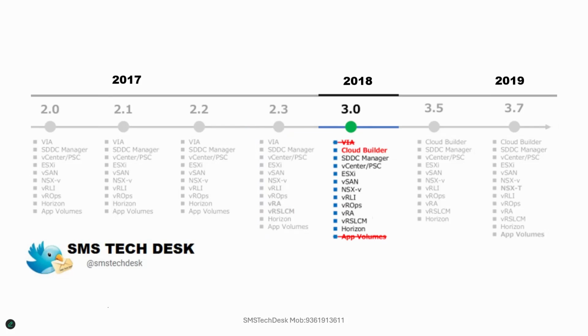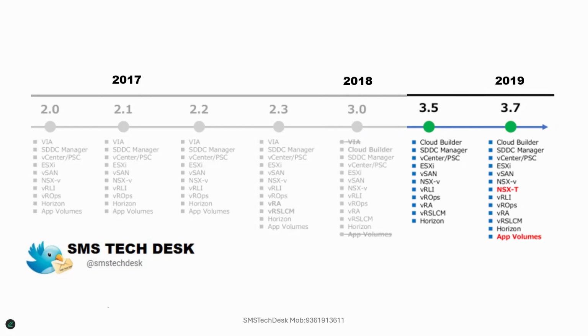Now the big change comes in version 3.0. Here, VMware replaced VIA with Cloud Builder. This is very important. Instead of older deployment methods, Cloud Builder made the entire bring-up process much more structured and automated. So from here, VCF deployment became easier and more reliable.